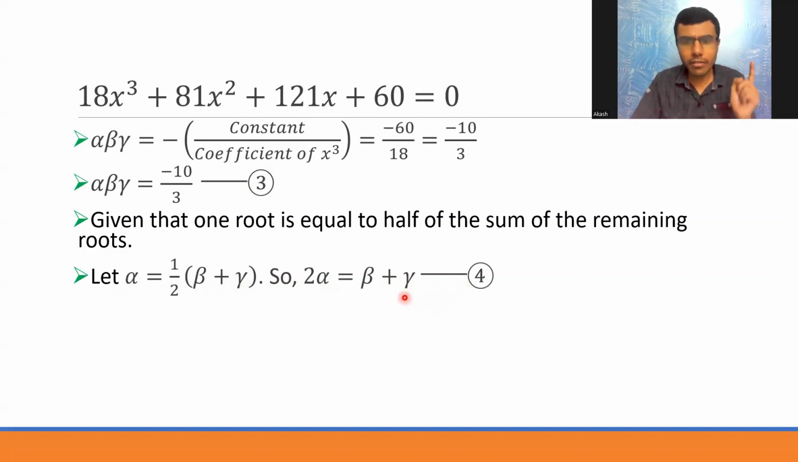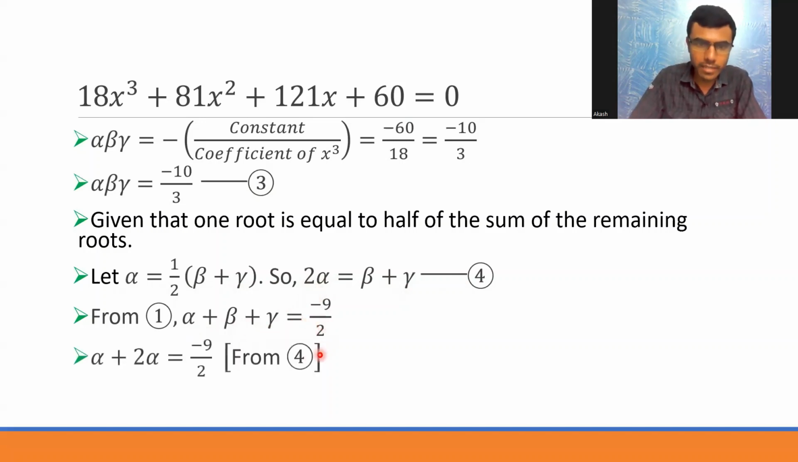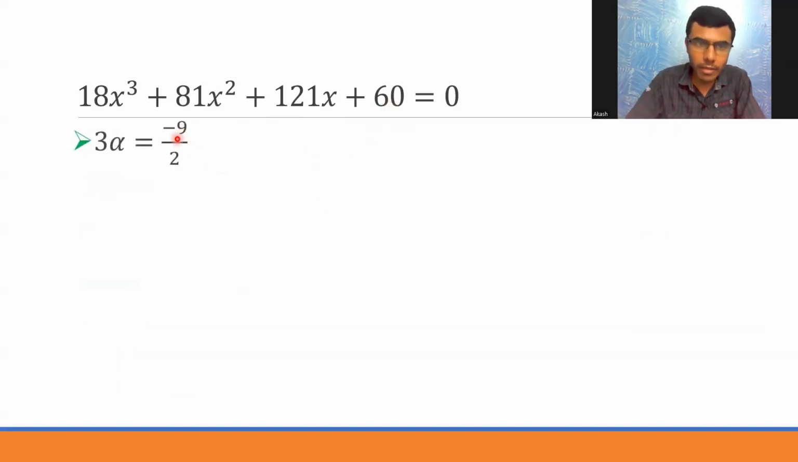Now from equation 1, if you remember, the sum of the roots I got as minus 9 by 2. Now, what is beta plus gamma? It is 2 alpha, as you're saying now. So alpha plus 2 alpha is equal to minus 9 by 2, and this I got from 4. So what is alpha plus 2 alpha? 3 alpha. So 3 alpha is equal to minus 9 by 2. 3 ones are 3, 3 threes are 9. So ultimately alpha will be minus 3 by 2. I got one of the roots.